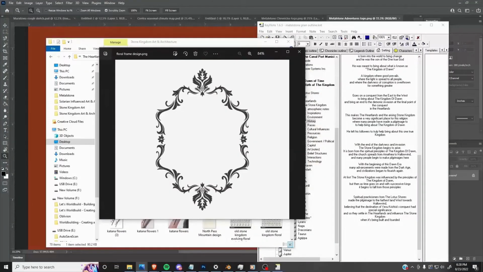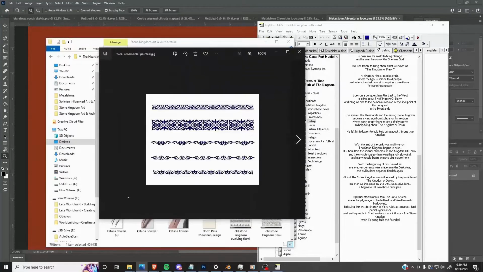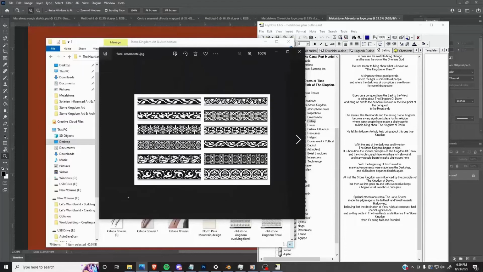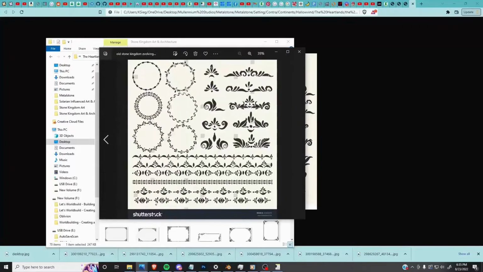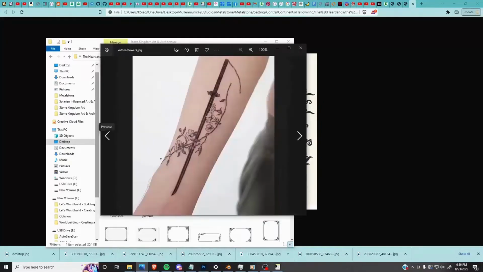And one thing I like a lot about European medieval type of art is these floral vine designs that you sometimes see. And I think that could really play a part in the Stone Kingdom's art. And here's a couple border designs using those vines. And these in particular have a much older feeling to them. So I'm thinking designs like these might have been part of when the Stone Kingdom was first being founded. And of course here you have some more of those circular designs I was talking about.